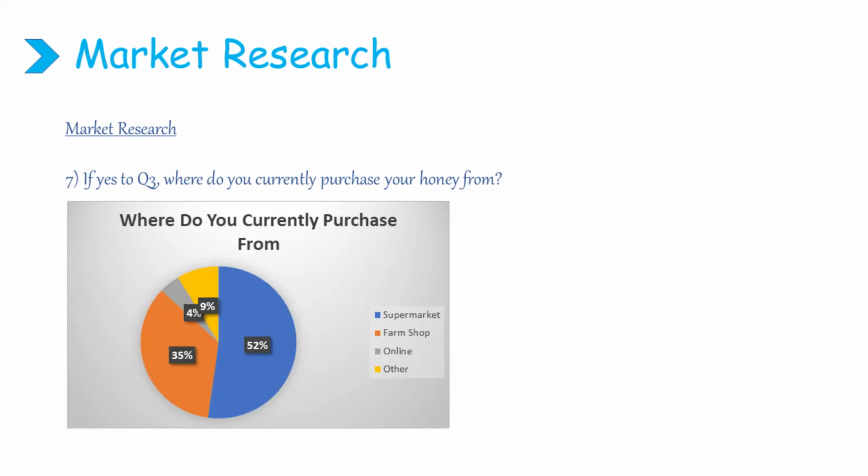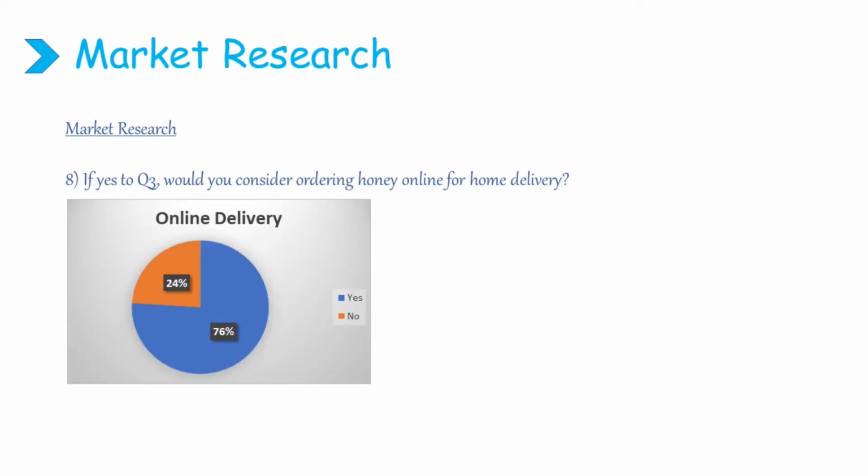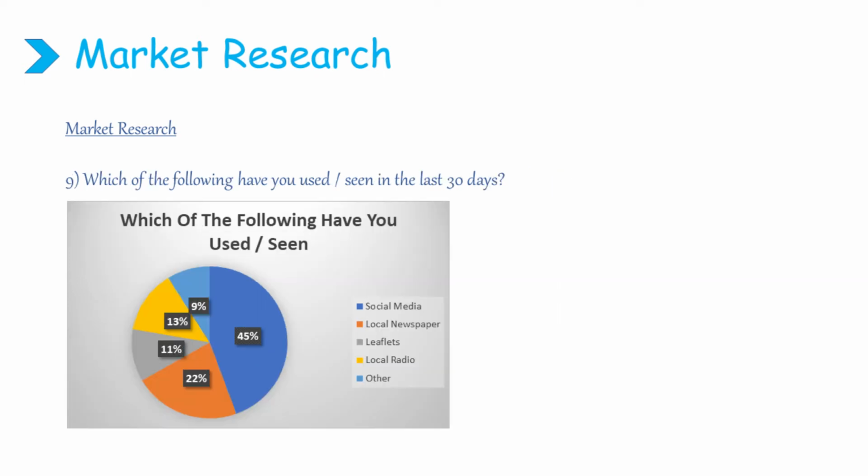I've got where do you currently purchase your honey from? So I know where they're getting it from. I've also got a question which says, would you use the online delivery and would you want it delivered to home? And then last but not least, I've got a question here that says, where do you currently go to basically look for your marketing information? That is the questions that I asked in my questionnaire, and I've graphed the data.